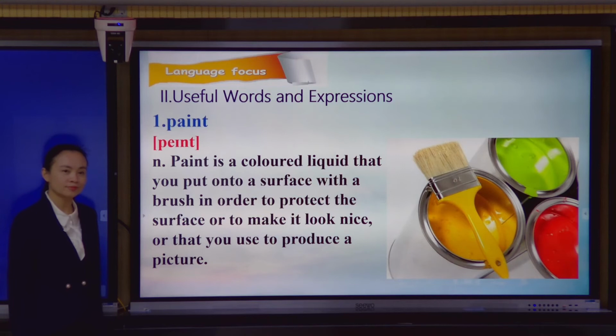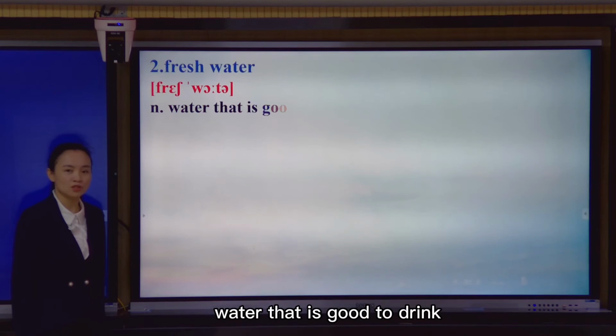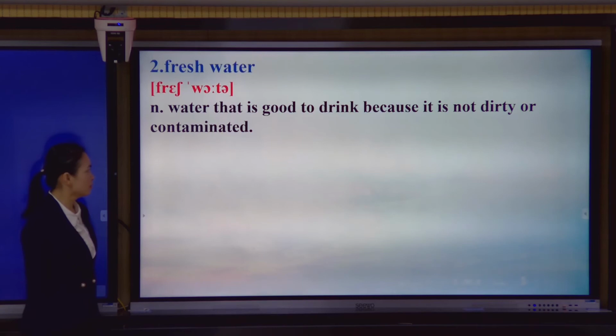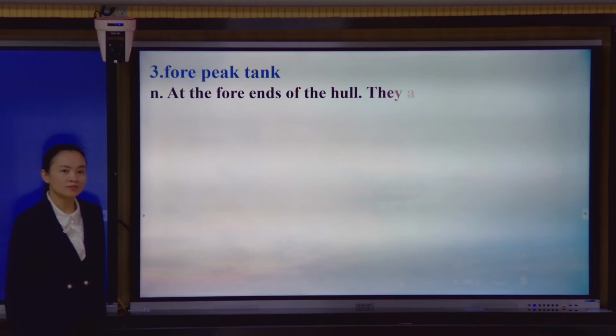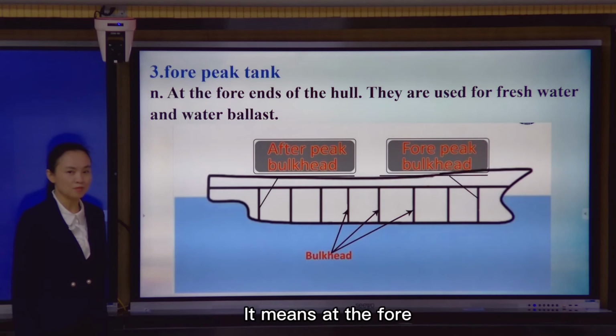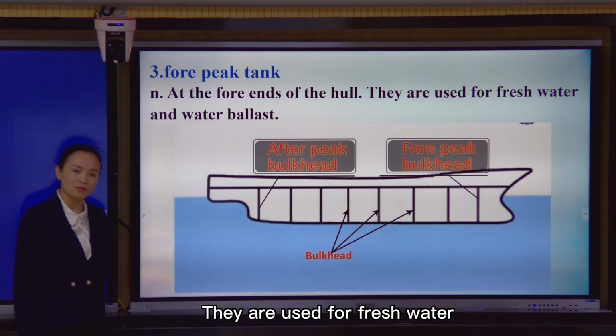The second one is fresh water. Water that is good to drink because it's not dirty or contaminated. The third one is the fore peak tank. It's a noun. It means the tank at the fore end of the hull. They are used for fresh water and water ballast.